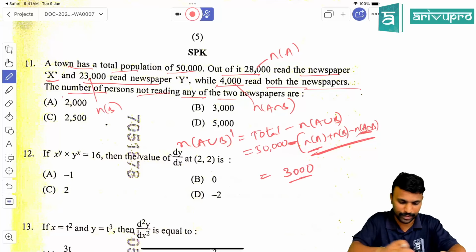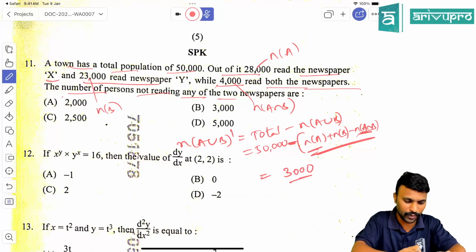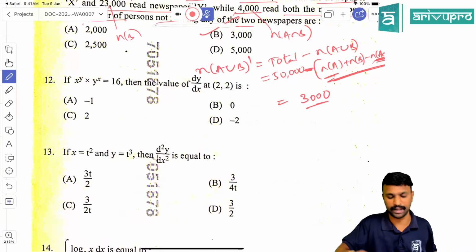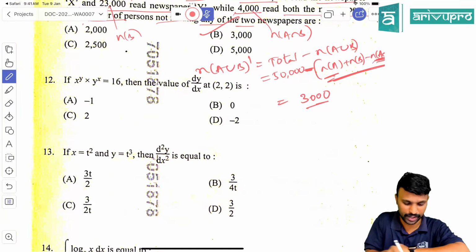Check once again. N of A is how much? 28,000. 28,000 plus N of B is how much? 23,000 minus N of A intersection B is 4,000. Okay, and you make this negative. How do you make it negative? Plus or minus, and add 50,000 to it, and you get the result 3,000. So option B is the right answer. Guys, moving on to the next question.